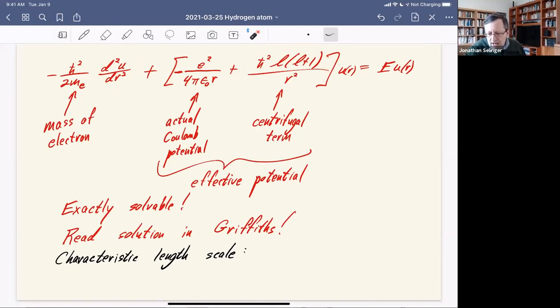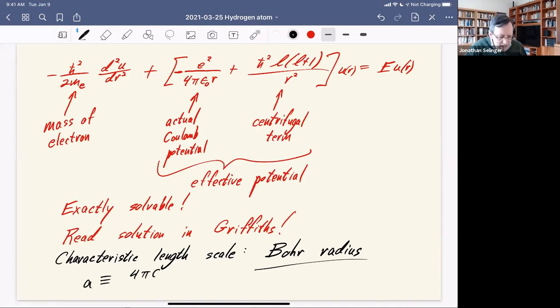That means that there's a characteristic length scale for how the solution depends on distance that comes from the ratio of this coefficient and this coefficient. If we take the ratio of those things, we get a length scale which is called the Bohr radius. It's conventionally written by the lowercase letter a. And it's defined as 4 pi epsilon naught h bar squared divided by the mass of the electron and the electron charge squared.